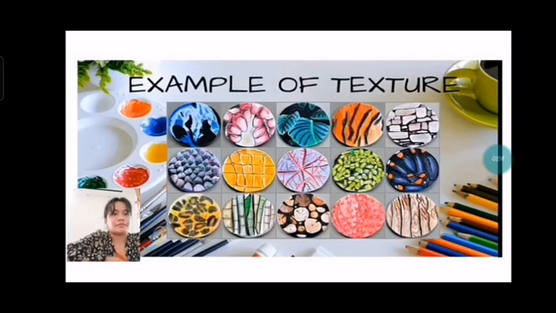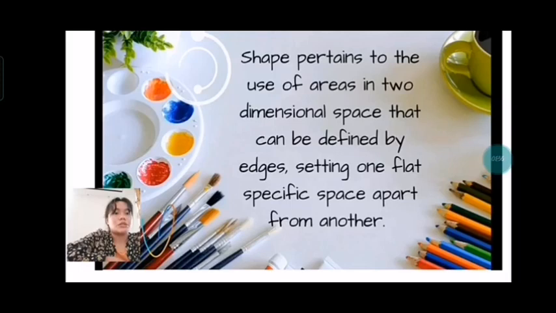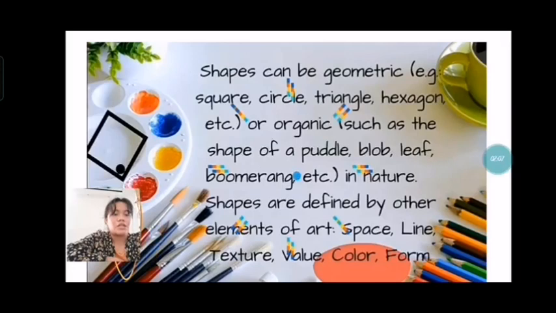Shape. Shape pertains to the use of areas in two-dimensional space that can be defined by edges, setting one flat specific space apart from another. Shapes can be geometric. Examples: square, circle, triangle, hexagon, etc. Or organic, such as the shape of paddle, blob, leaf, boomerang, etc. in nature. Shapes are defined by other elements of art: space, line, texture, value, color, and form. Examples of shape.